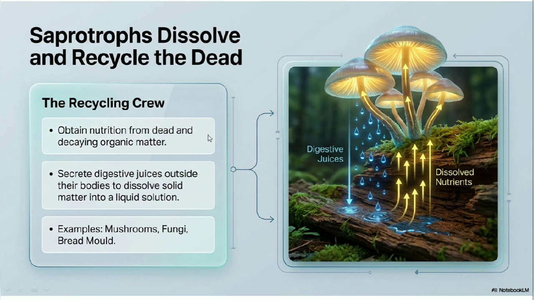So here we can see how it recycles. Those that are already dead are giving nutrients to other plants like saprotrophs. They obtain nutrition from dead and decaying organic matter. They secrete digestive juices outside their bodies to dissolve solid matter into a liquid solution. Examples are mushrooms, fungi and bread mold.